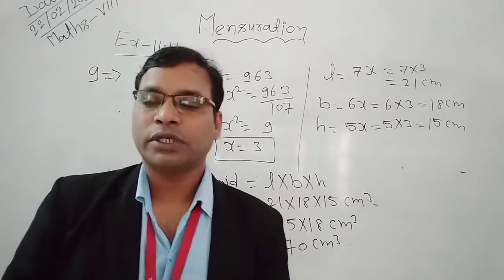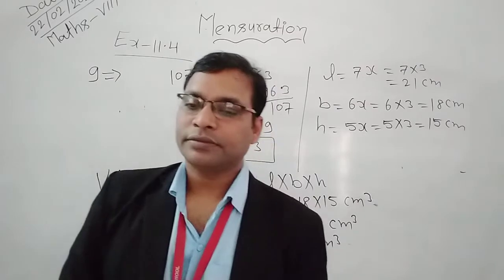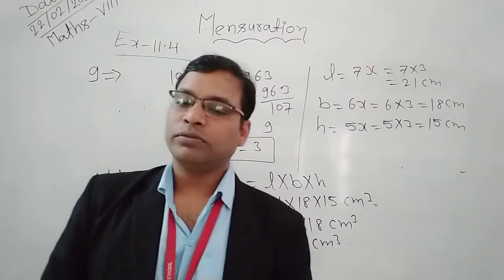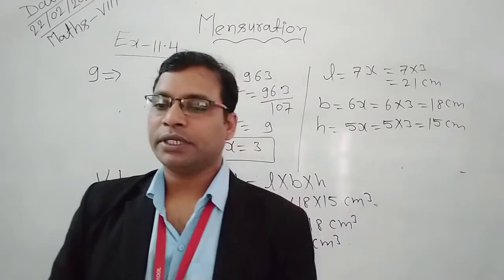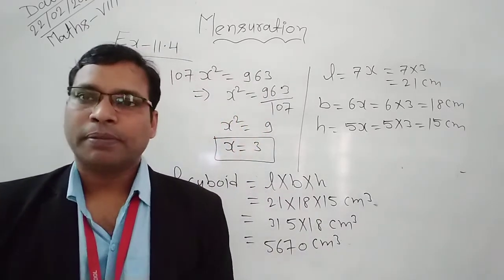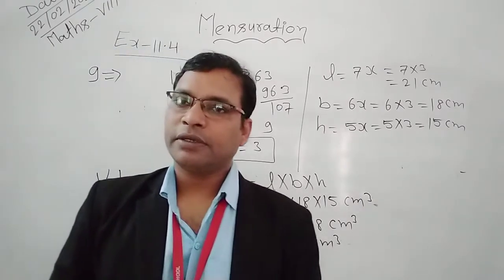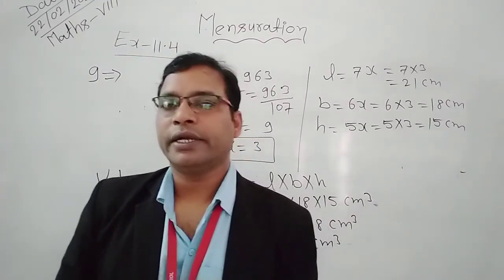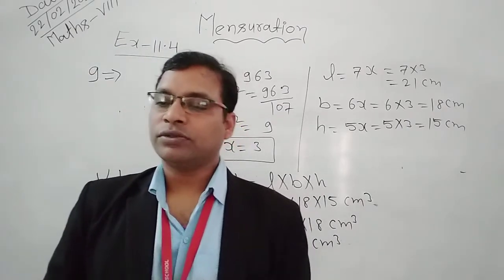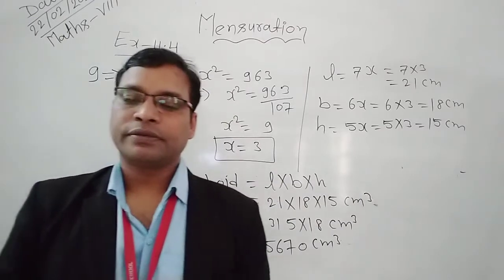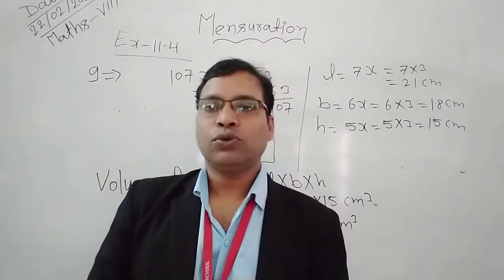Now the question number 10 is that the internal dimensions of the rectangular room are 6 meter, 5 meter, and 3.5 meter. It means that length is given 6 meter, breadth is 5 meter, and height is 3.5 meter. This is given. It also has a door of size 1.2 meter by 2 meters.